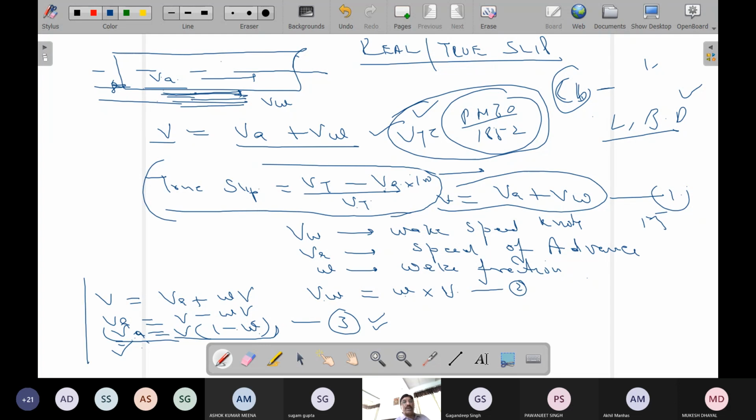तो क्या गिवन है उसके बेस पे हमारे पास दो तीन ऑप्शन हैं. अगर ट्रू स्लिप है तो यहाँ से V निकाल लो, और अगर ट्रू स्लिप नहीं है और VA हमें निकालनी है तो अगर वेक फ्रैक्शन दिया है तो यहाँ से निकाल लेंगे. और अगर उसने वेक स्पीड दे रखी है तो V इज इक्वल टू VA प्लस VW, यहाँ से VA निकाल लेंगे. तो यही हैं दो तीन इक्वेशन जो हमने अभी लिखी हैं, इन्हीं से सारा कुछ निकल आएगा. ठीक है. तो वो हम नेक्स्ट क्लास में करेंगे.